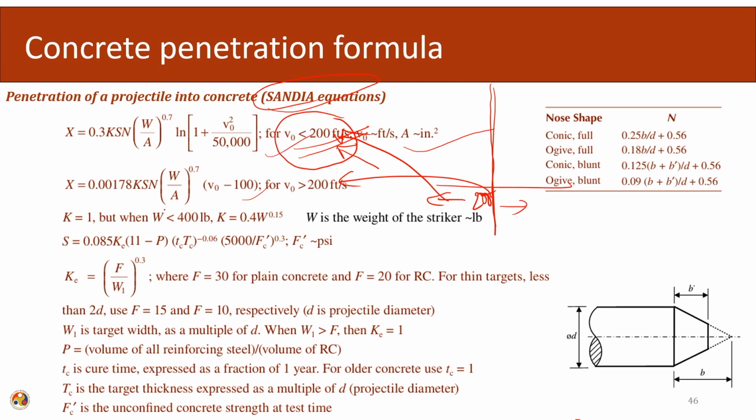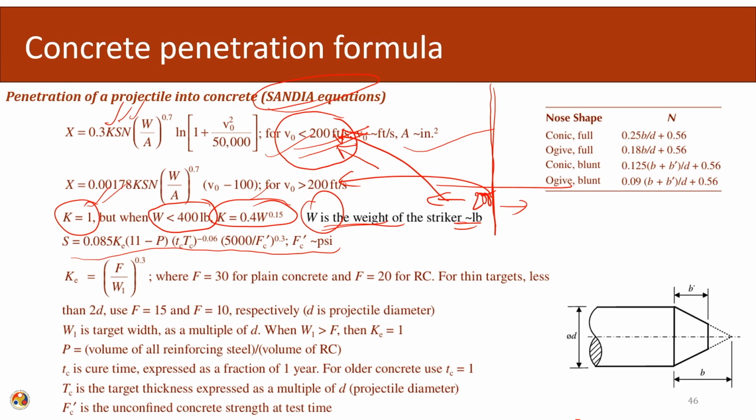Again we will see, depending upon the weight, the factor K also changes, where weight we know we are using as the weight of the striker or weight of the impactor. Normally K equals 1, but when weight of the striker is less than 400, this is the equation for K, and this is the equation for the other factor S. So, K, S and N. So, 3 factors are being used.